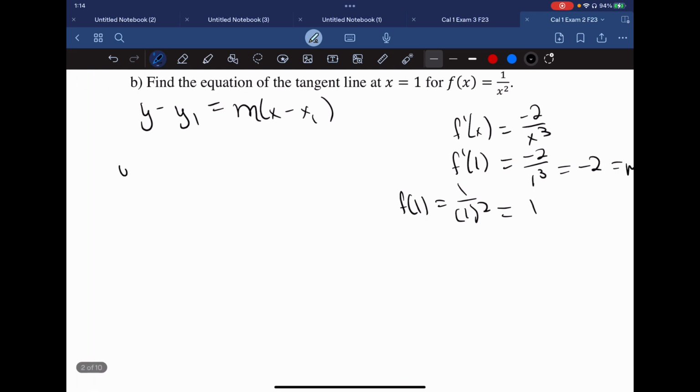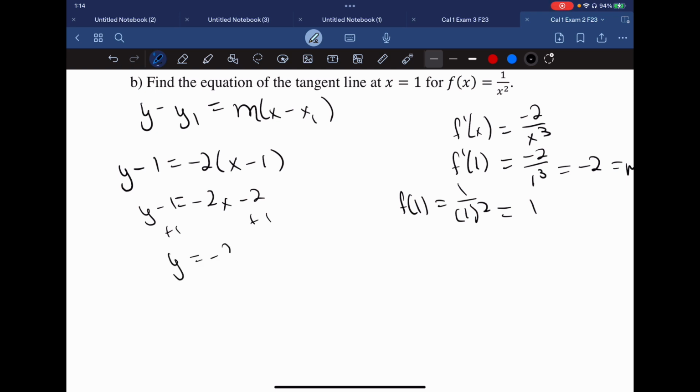Let's plug it all in. y minus y1, which is going to be 1, equals the slope, which is negative 2, times x minus x1, which is also going to be 1. So let's expand the right side out. Negative 2x plus 2 on the right, y minus 1 on the left, and then we add 1 to both sides. y equals negative 2x plus 3, and that is going to be the equation of the tangent line at x equals 1.